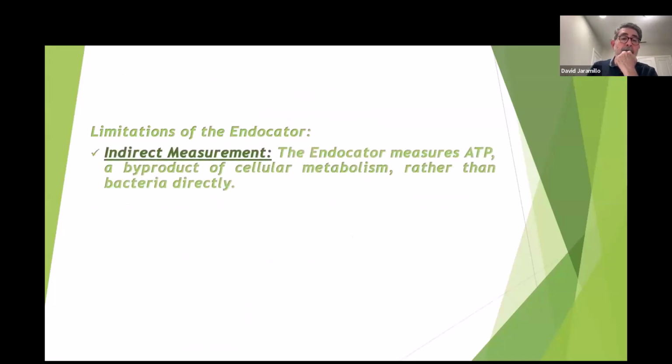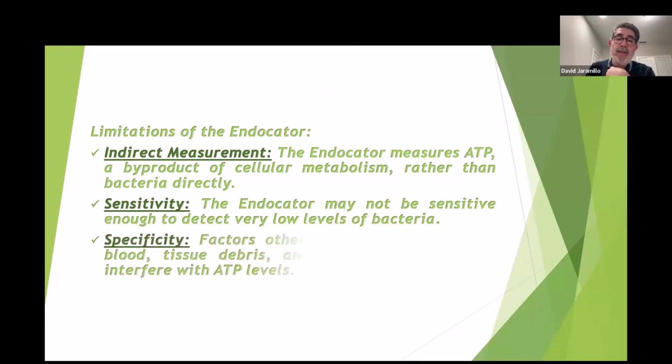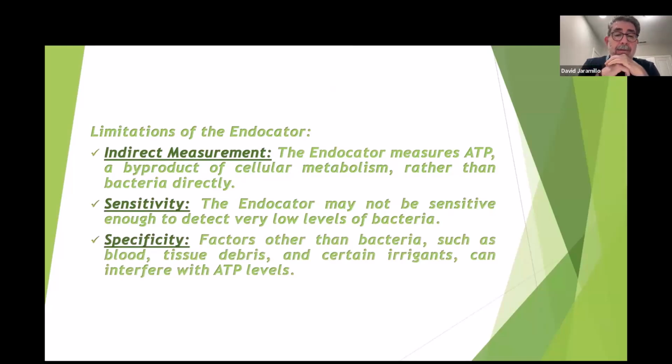Obviously, there are limitations, like indirect measurement. The Endocator measures ATP, a bioproduct of cellular metabolism, rather than bacteria directly. As I was telling you, blood, tissue, etc. Sensitivity: the Endocator may not be sensitive enough to detect very low levels of bacteria, so there can still be bacteria inside the root canal. Specificity: factors other than bacteria, such as blood, tissue, debris, and certain irritants.